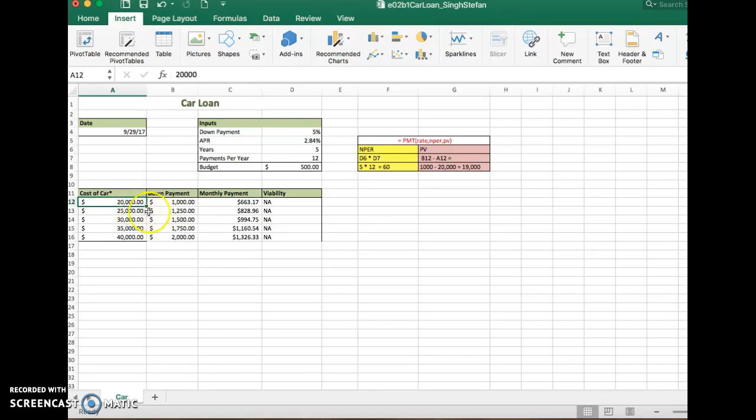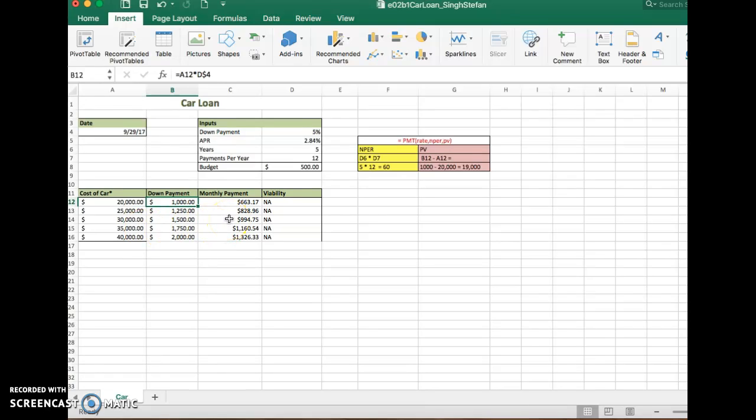So again, in the first case, the cost of the car was $20,000. Looking at the formula, I multiplied A12, which is the cost of the car, by D4, the down payment rate. I made D4 absolute, so I was able to copy it down to the other cells, calculating the specific down payment for each car.